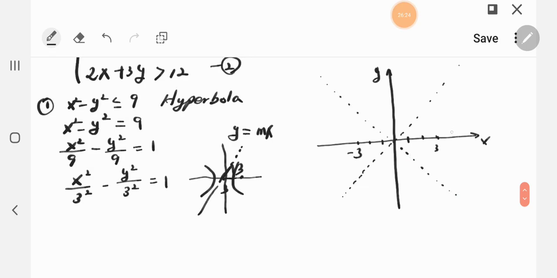And then the focus is this one, the vertex is this one. So the graph will be something like this. There's an equal sign, so it has to be a solid line. Solid curve.